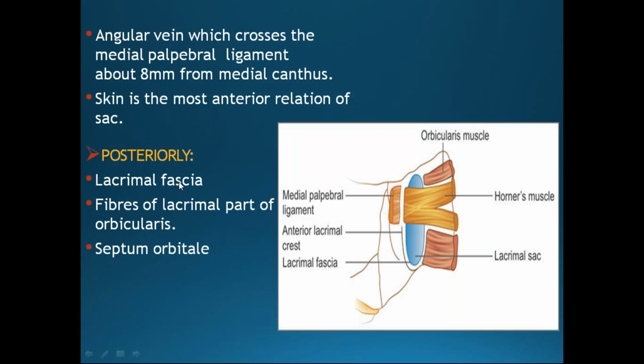The angular vein crosses over the medial palpebral ligament about 8 mm from the medial canthus. This is important while doing surgery on the lacrimal sac, because if you injure the angular vein, there will be profuse bleeding. So the anatomy of the angular vein is very important while doing dacryocystorhinostomy or dacryocystectomy.